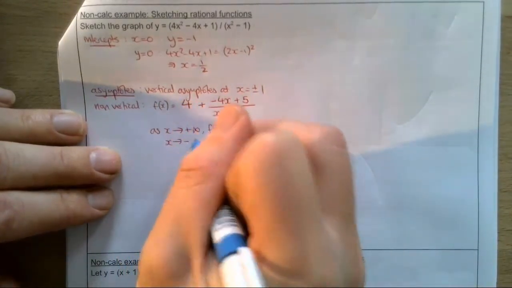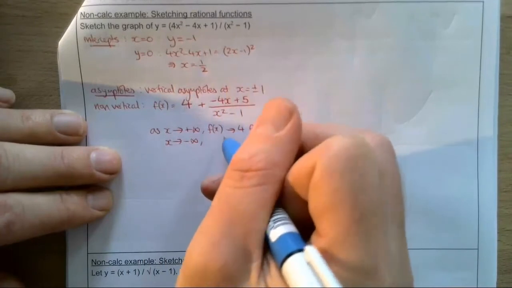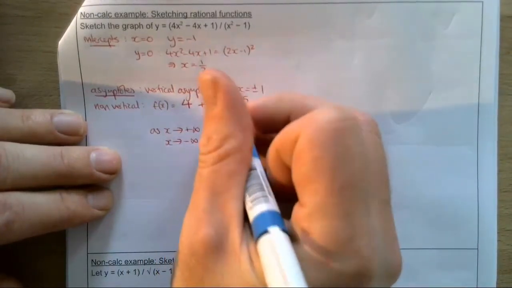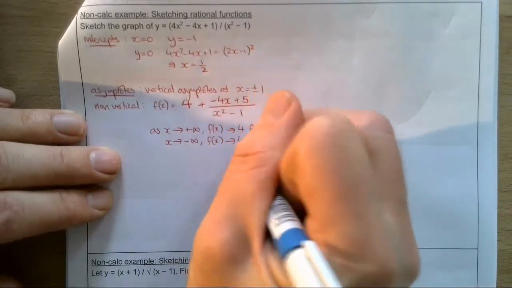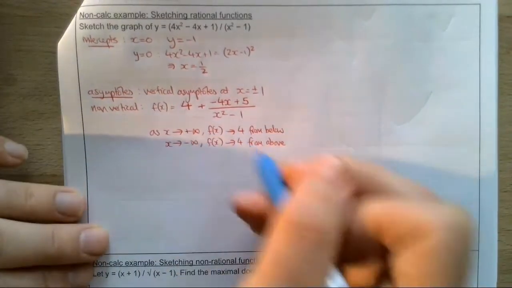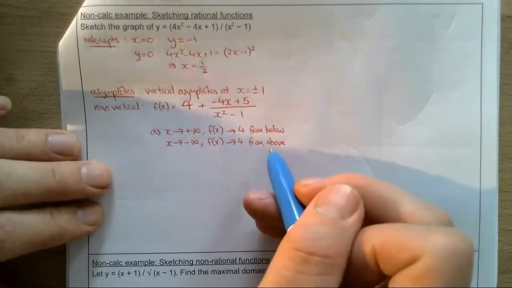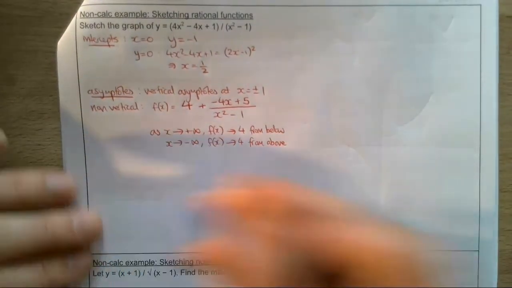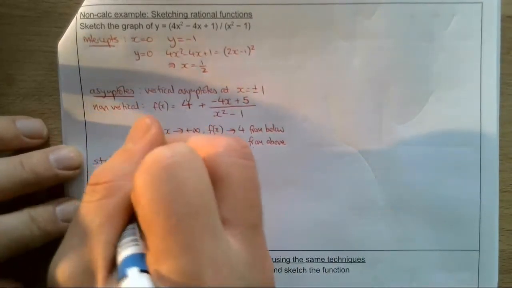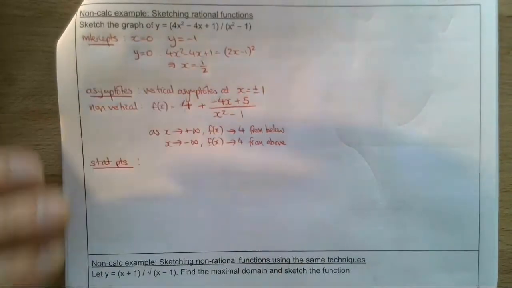As x tends to negative infinity, well, the denominator is still positive, but now the numerator is going to be positive as well, of the fraction, and so we're going to tend to 4 from above. That's the key thing about the shape here that's going to help us with our plotting. Now, non-calc, and so stretching us with all of this, it's a full question, this one.